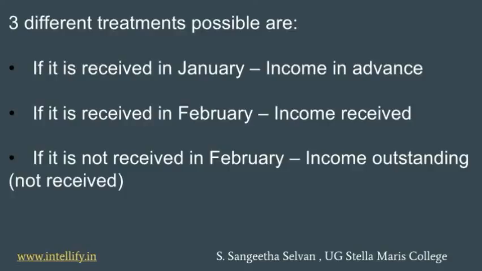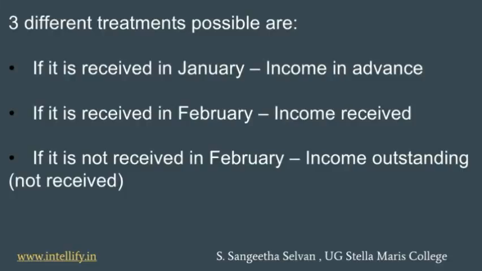As of now, let us say if you receive it in January, it is like income received in advance. There is no problem if you receive it in February, because it is due in February and you have received it in February. So it is just income received. But if you do not receive it in February, it is called income outstanding or outstanding rent, because you're supposed to receive but you have not received. The word outstanding means not received.